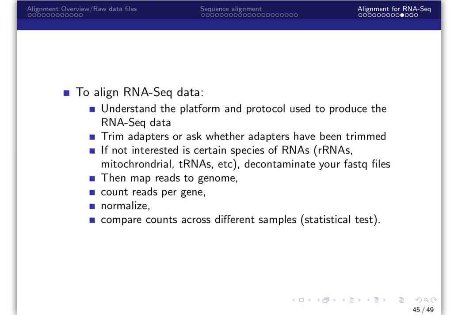In summary, when pre-processing RNA-seq data, be sure you understand the platform and protocol used to produce the RNA-seq data, as tasks such as adapter trimming and decisions based on single versus paired-end sequencing alignment require different parameters to be passed to the software, and Phred quality scoring differs. Pre-processing steps include trimming adapters or asking whether adapters have already been trimmed in the data that you have been provided. If you are not interested in certain species of RNAs, such as ribosomal RNAs, mitochondrial RNAs, or transfer RNAs, then decontaminate your FASTQ files prior to alignment.